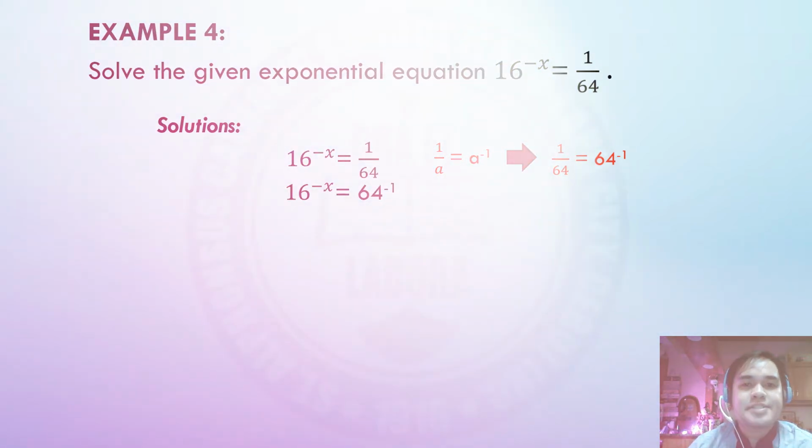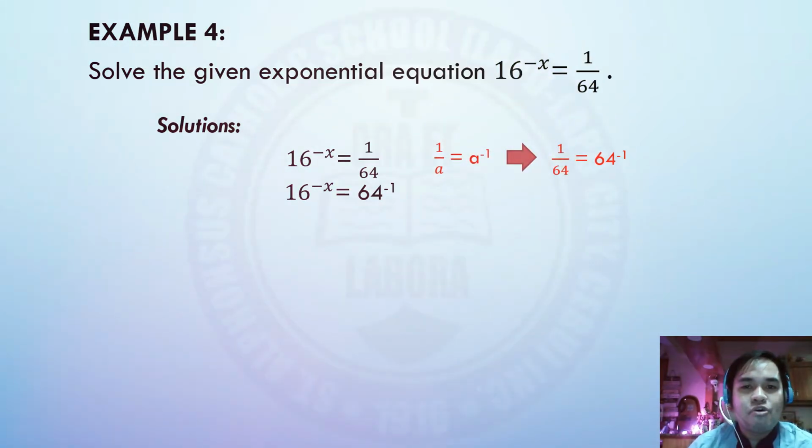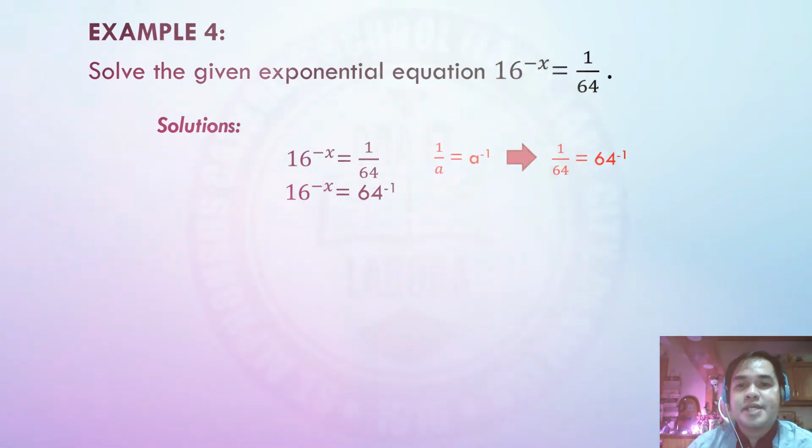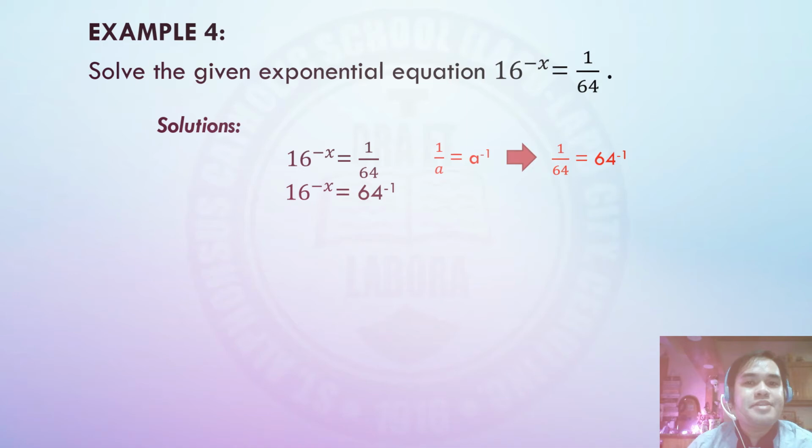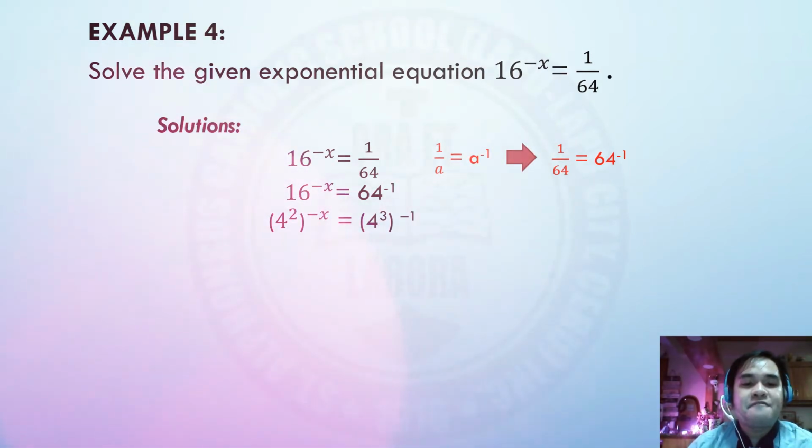Since 16 has an exponential form of 4 raised to 2, because when you multiply 4 by itself in 2 times, the answer is 16. And 64 has an exponential form of 4 raised to 3, because when you multiply 4 by itself in 3 times, the answer is 64. So our equation becomes 4 squared raised to negative x equals 4 cubed raised to negative 1. Then simplify the exponents there.